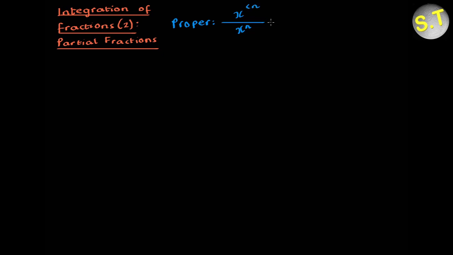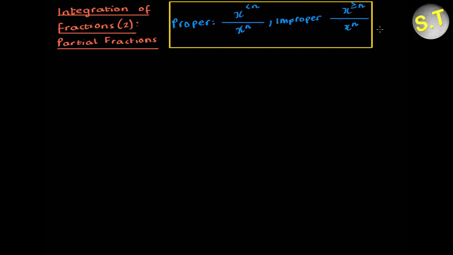However, in an improper fraction, the degree of the numerator is not lower than the degree of the denominator. So if we had x to the nth power in the denominator here, the degree of the numerator of an improper fraction would be greater than or equal to n. And in this video we're going to be focusing on proper fractions.